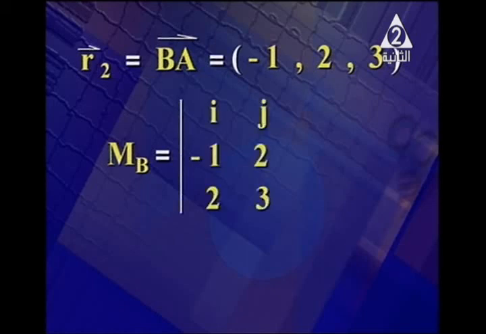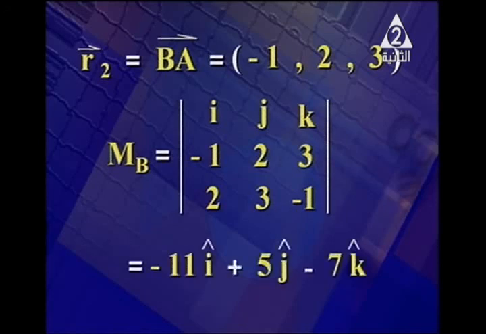R2 equals BA. We subtract A minus B. The answer is negative 1, 2, 3. The moment about B, by the same method: i, j, k in the first row, negative 1, 2, 3 in the second row, 2, 3, negative 1 in the third row. By using the same determinant to find the moment about point B, we get negative 11i plus 5j minus 7k.